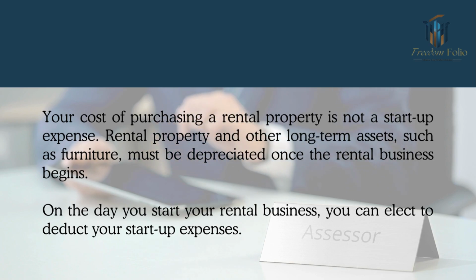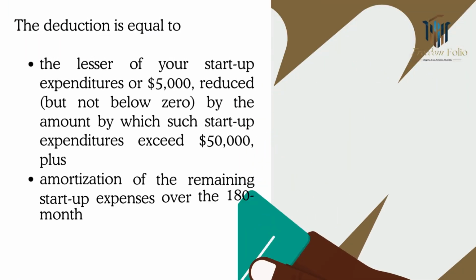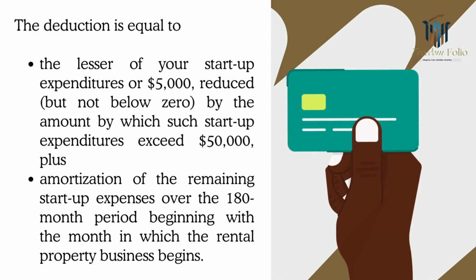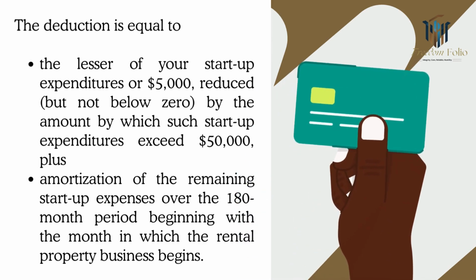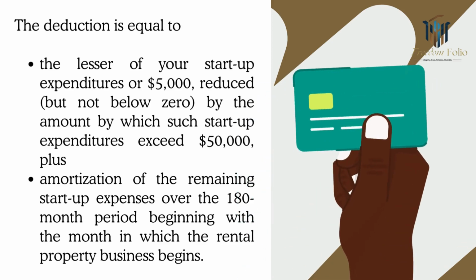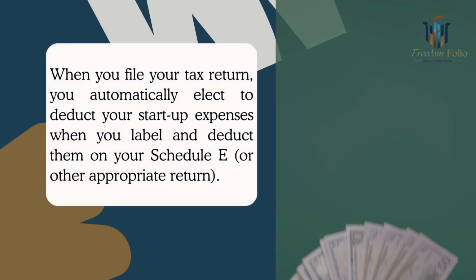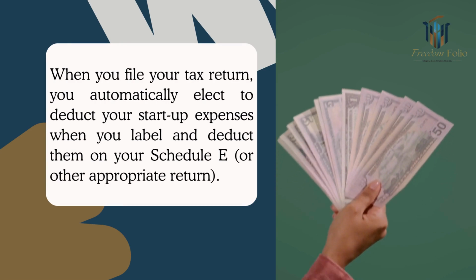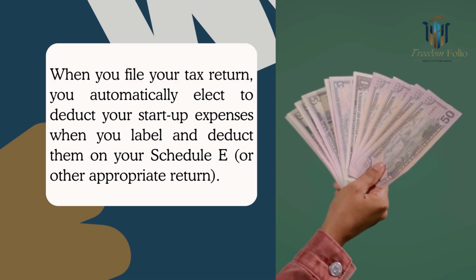On the day you start your rental business, you can elect to deduct your startup expenses. The deduction is equal to the lesser of your startup expenditures or $5,000, reduced, but not below zero, by the amount by which such startup expenditures exceed $50,000, plus amortization of the remaining startup expenses over the 180-month period beginning with the month in which the rental property business begins. When you file your tax return, you automatically elect to deduct your startup expenses when you label and deduct them on your Schedule E, or other appropriate return.